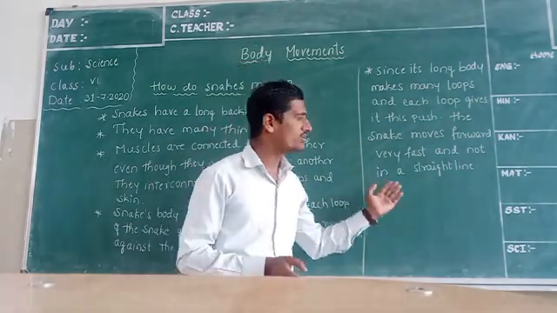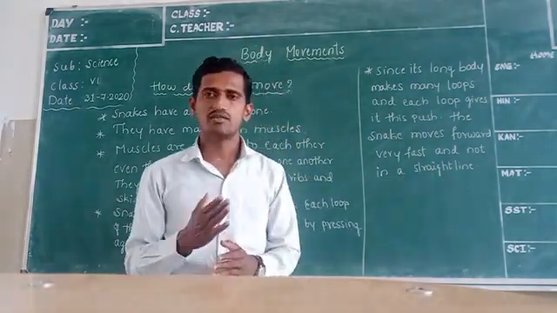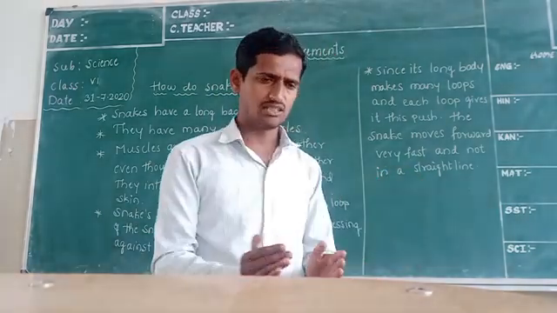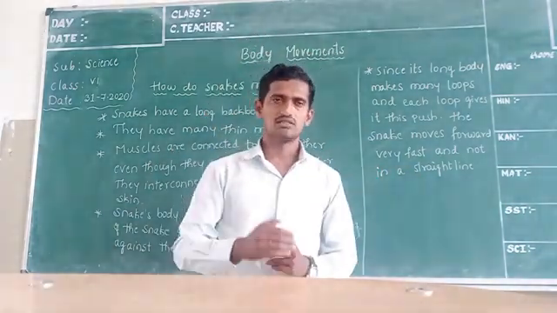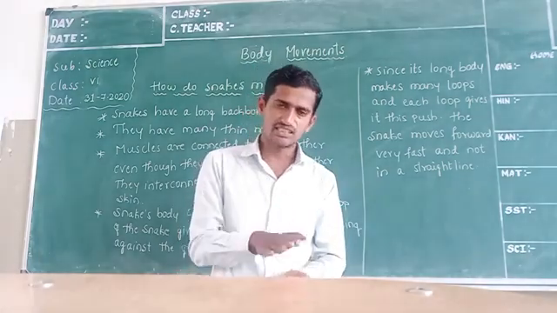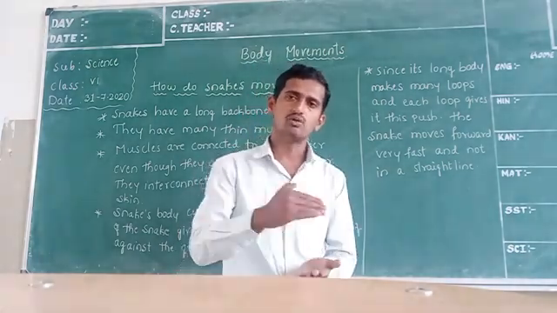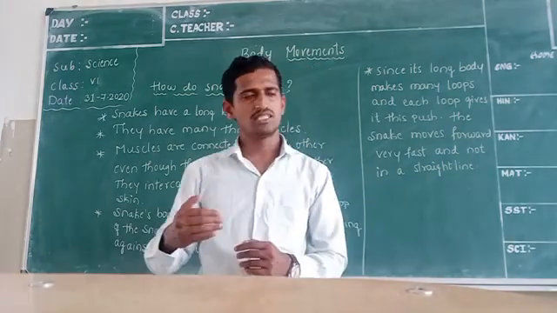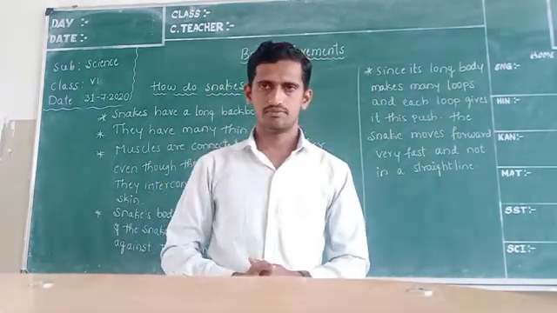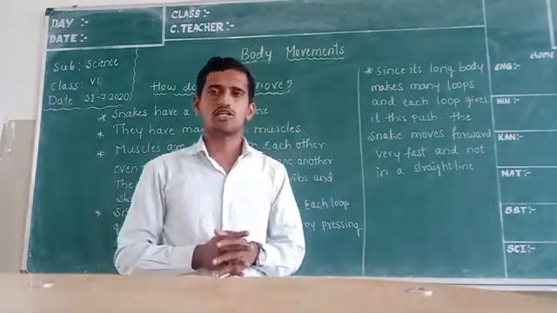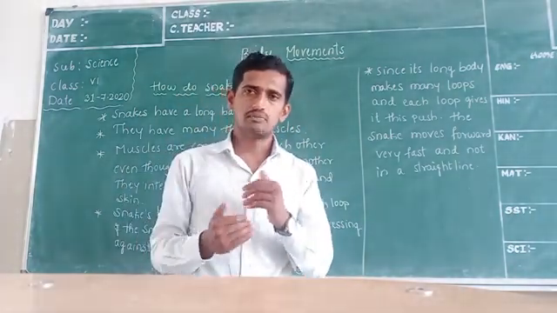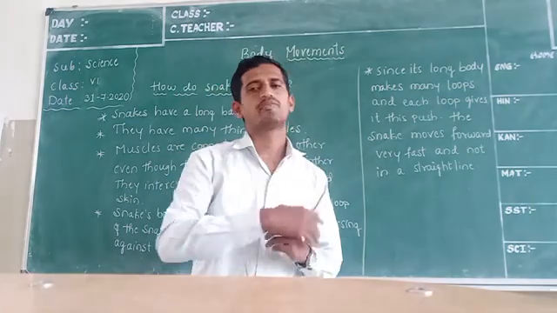And not in a straight line. The body of the snake does not move in a straight direction. Its body moves in a loop manner, because it presses its body against the ground, and the loops give a forward push to its body. So this is how the snake's body is adapted; it has developed features in order to move forward on the ground.